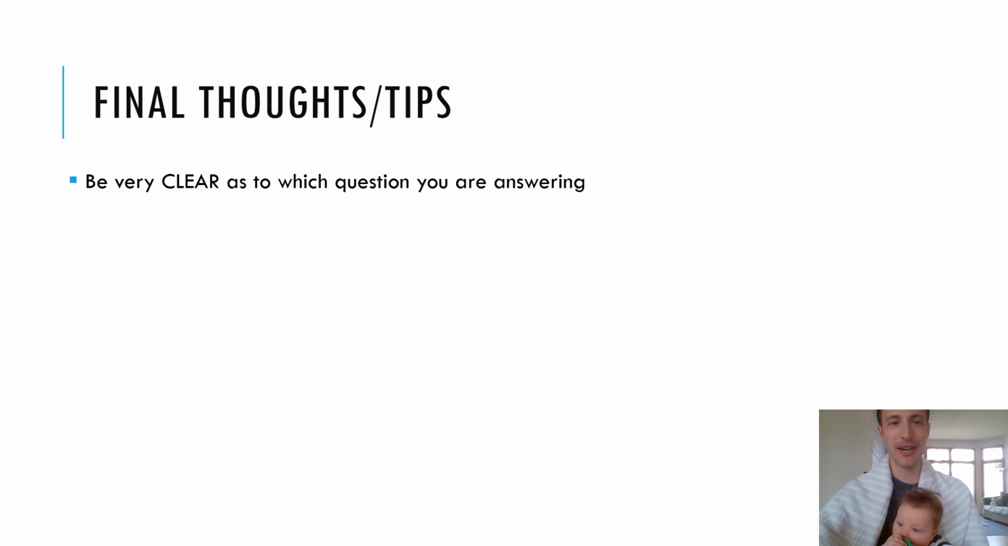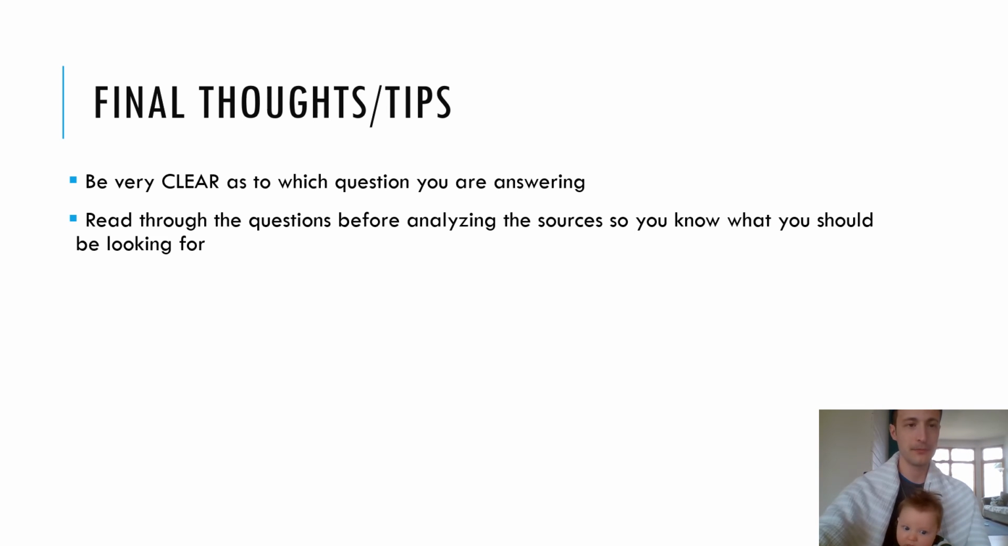So first off, be very clear as to which question you're answering. Make sure you go to the Move to Global War section and answer those questions, but make sure you very clearly write 1A, 1B, 2, 3, so that they know what questions you're answering. Read through the questions before analyzing the sources. That's just how I would do it, so that you know what to be looking for. Like, I'm going to be looking at the main ideas of this source, the supporting details of this source, I'll be comparing these two sources. Just so when you go through them, you're thinking about main ideas, supporting details, OPCVL, probably with all of them, but it allows you to be a little more focused.